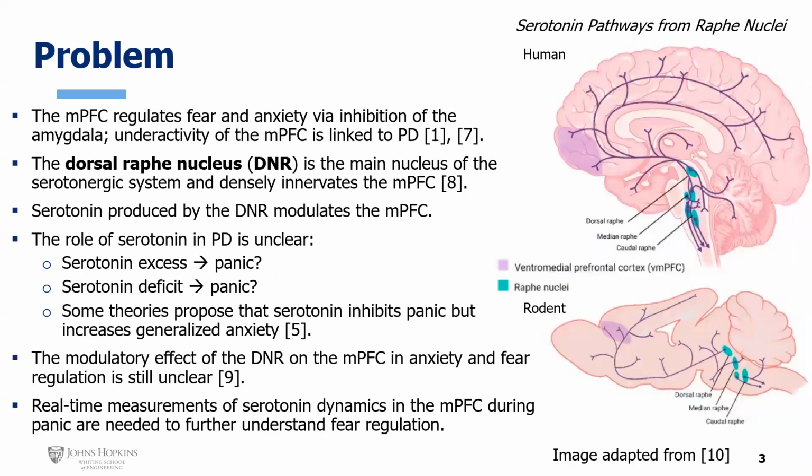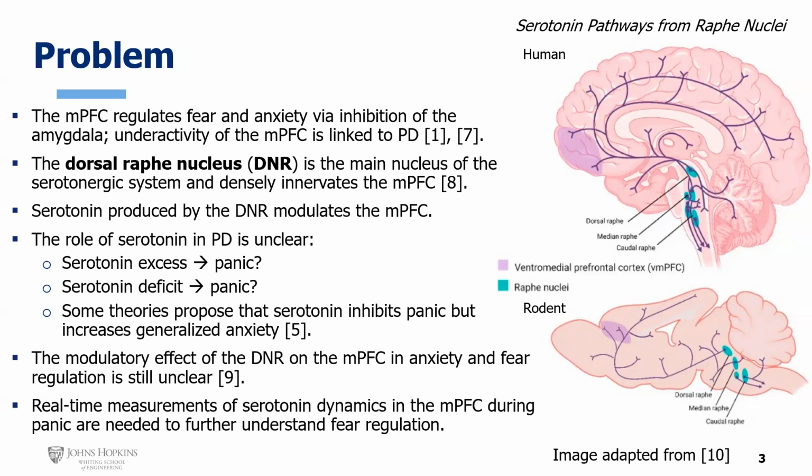The problem statement for this study is that the medial prefrontal cortex regulates fear and anxiety via inhibition of the amygdala and through other subcortical structures. But the underactivity of the medial prefrontal cortex is linked to panic disorder. The raphe nuclei constitute the major serotonin pathways in both the human brain and in the rodent brain. And you can see the image on the right.